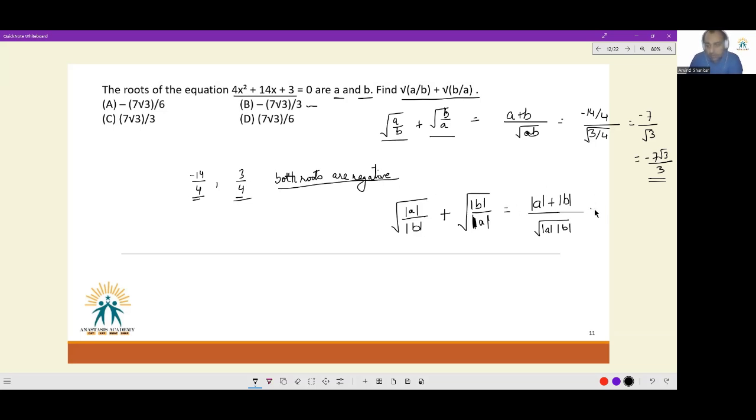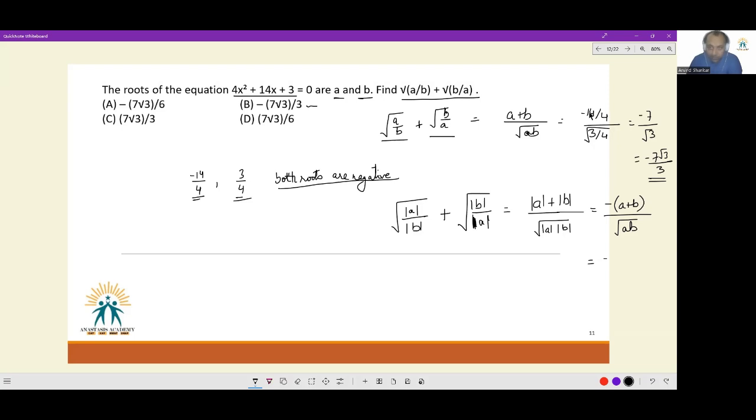Now see, this is as good as, because I know a and b both are negative, -(a + b)/√(ab). ab I know to be the product, a positive value, but |a| + |b| will be equal to -(a + b) because both roots are negative. And this will now give us the right expression, the right value.